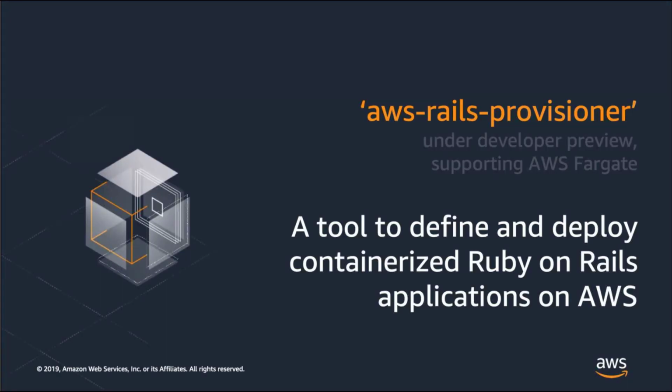First of all, what is AWS Rails-provisioner? It is a command line tool that helps you to define and deploy a containerized Ruby on Rails application on AWS. We are trying to make it a really simple and easy experience for you to bring your app running on AWS. It's currently under developer preview, which means we are under active feature development and could be containing breaking changes when we are finally making this GA.